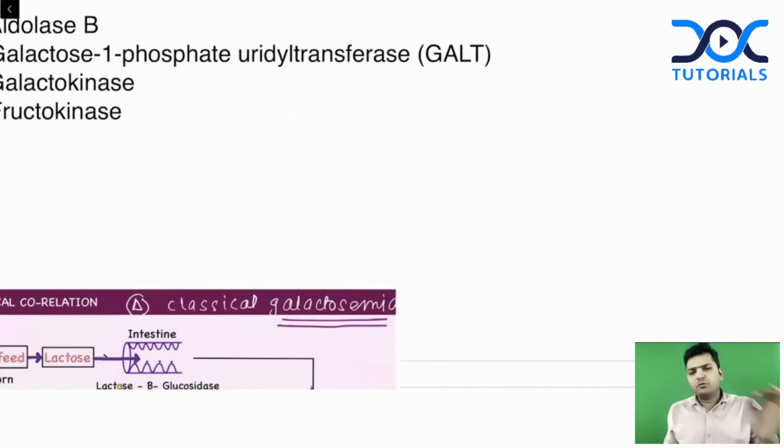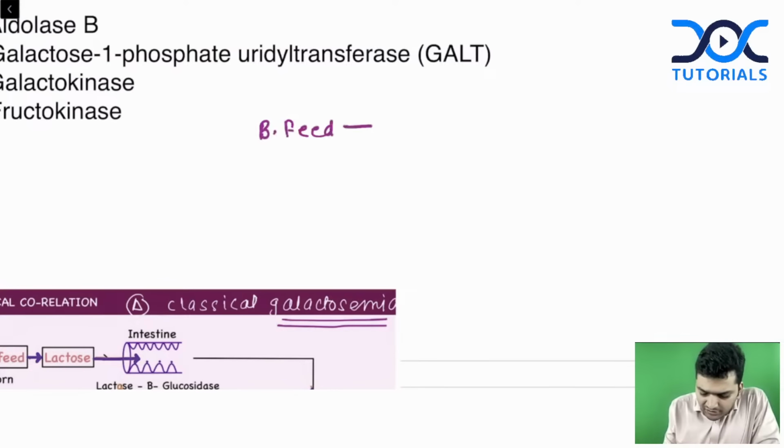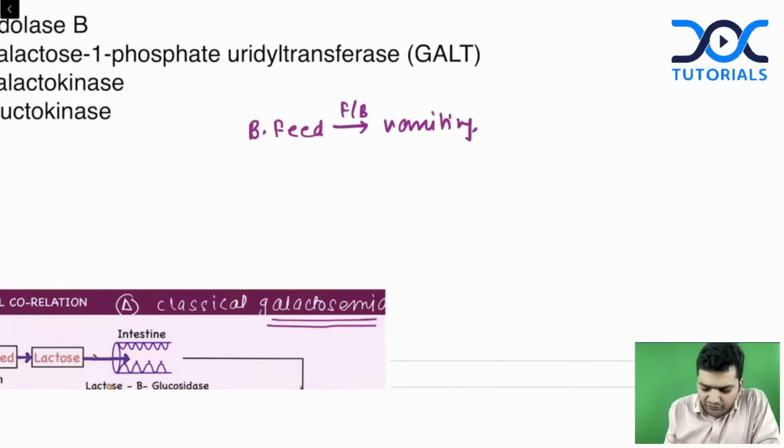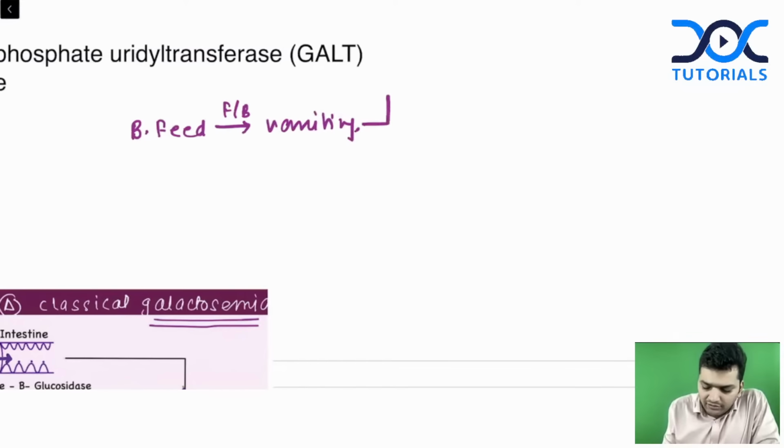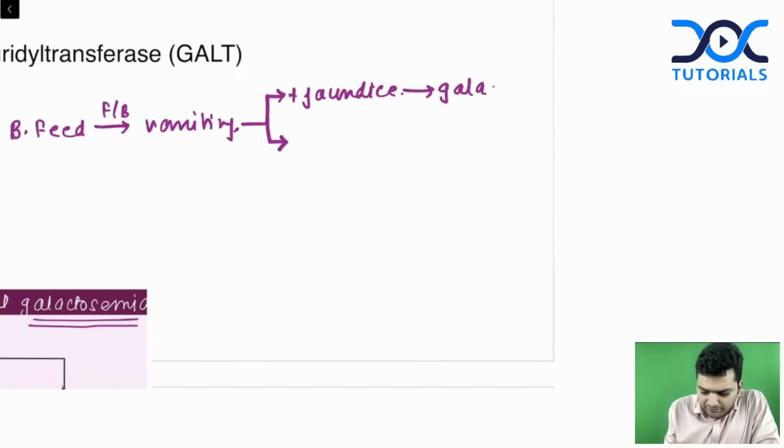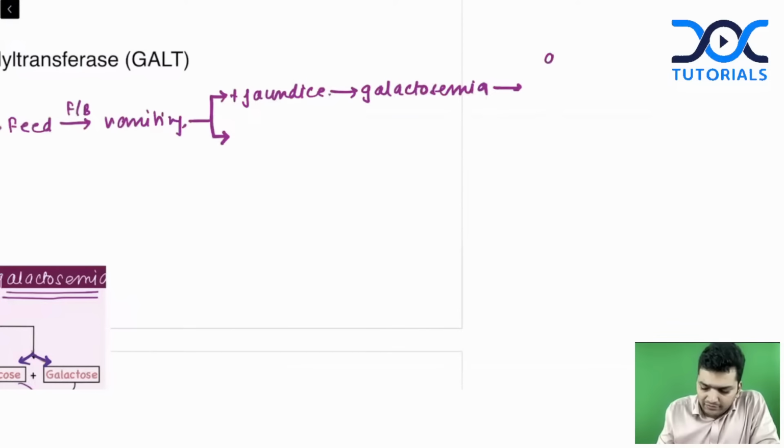Now, let me tell you four very important diseases. If they say breastfeed followed by vomiting, then you have to see whether they are mentioning jaundice or not. If they say jaundice is there, then they are talking about galactosemia, and that is due to deficiency of GALT, galactose 1-phosphate uridyl transferase.